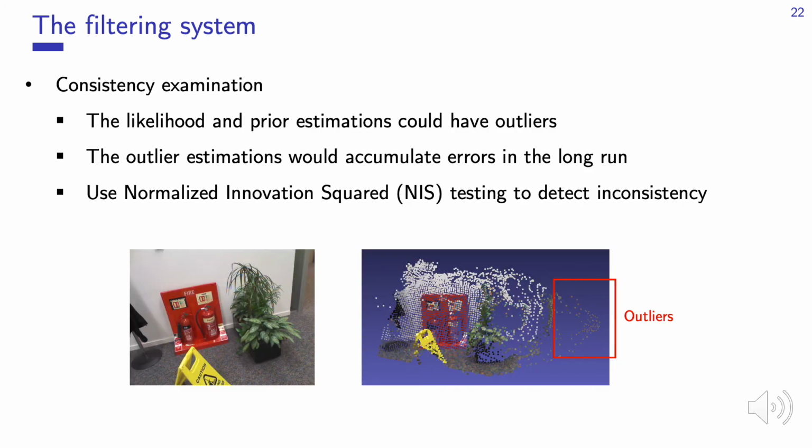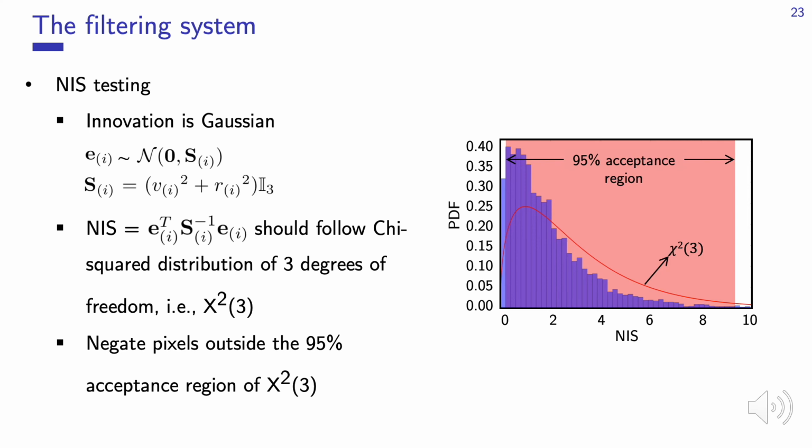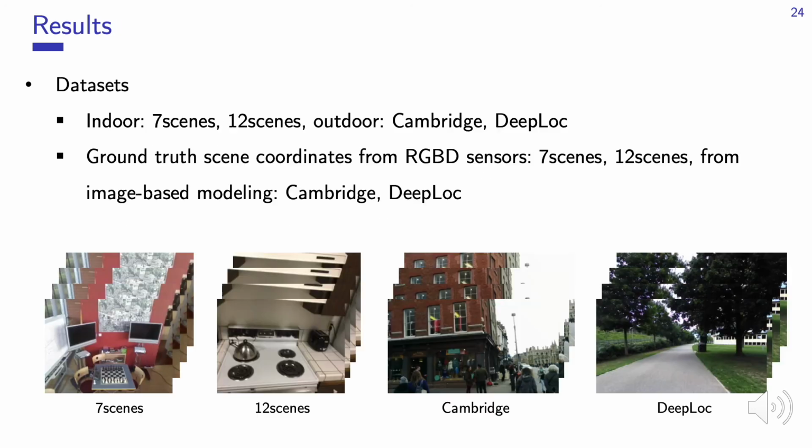To make KFNet more practical in use, we propose to use NIS testing to detect outliers on the fly. The main idea is that if the innovation is Gaussian, then the normalized innovation squared should follow the chi-square distribution. Therefore, we negate pixels outside the 95% acceptance region.